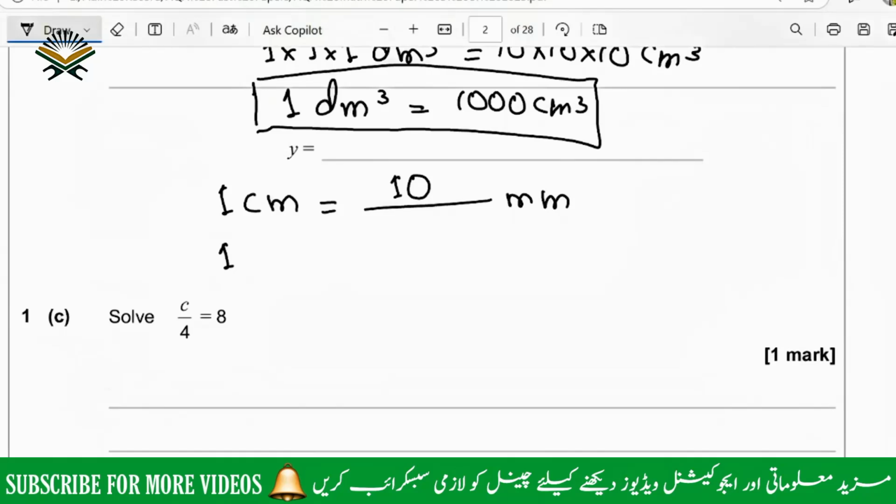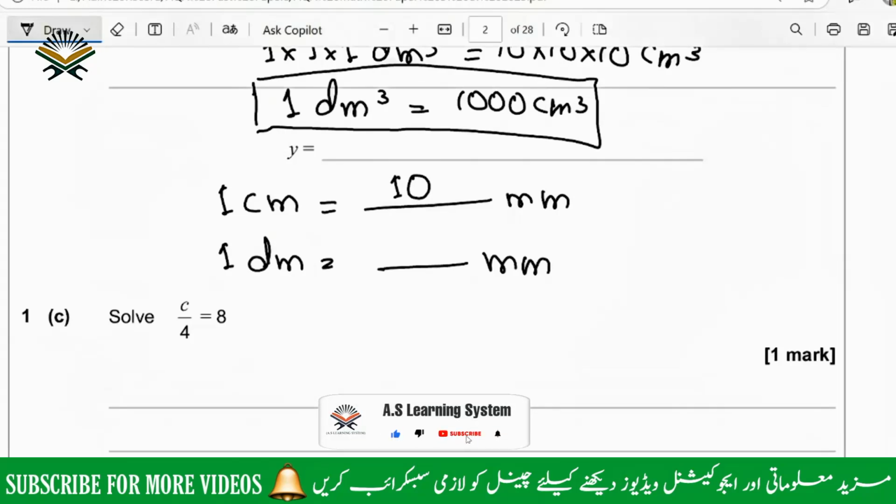Now tell me, in 1 decimeter there are how many millimeters? Think. First think, then answer. Think like a pro. Take your time. Shiv, is my voice clear to you? 100. Very good, MashaAllah. So Shiv, you are absolutely right that in 1 decimeter there are 100 millimeters.